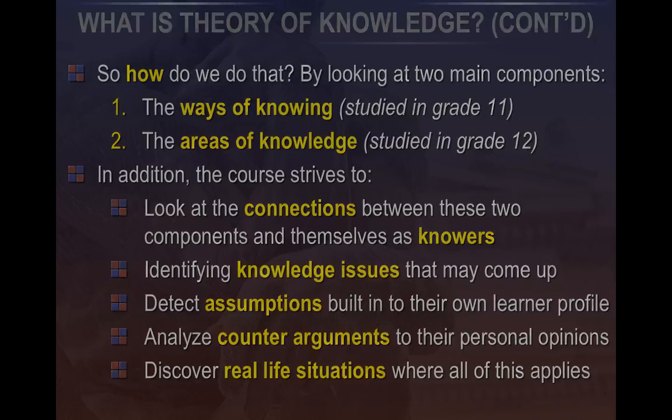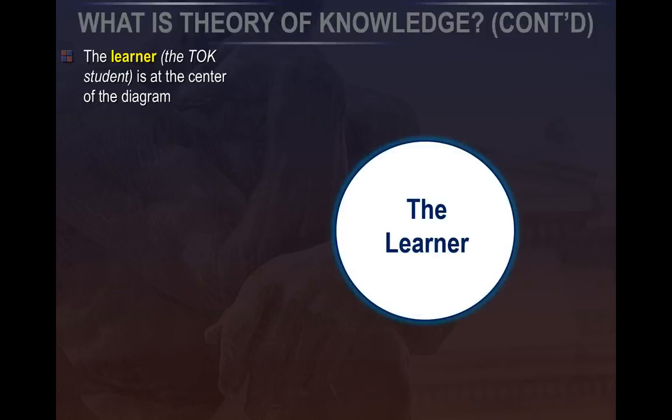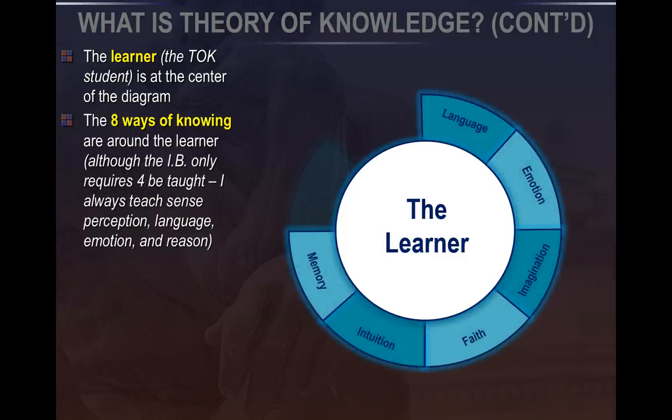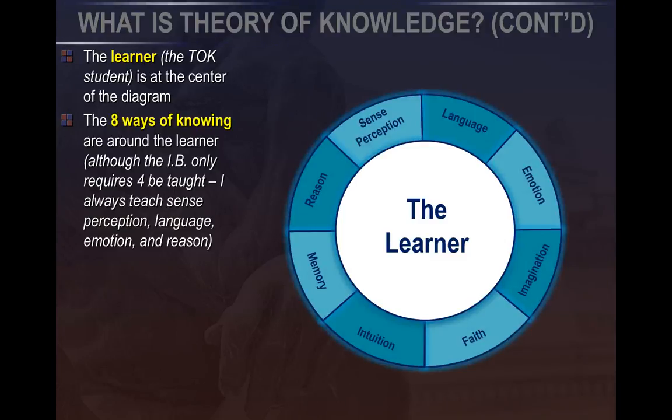The IB diagrams the theory of knowledge course like this, that the learner is at the center of the diagram, very much like its own diagram of courses. Surrounding the learner are the 8 ways of knowing studied: language, emotion, imagination, faith, intuition, memory, reason, and sense perception. The IB actually requires that 4 of these 8 ways of knowing be taught. I usually try to teach as many as possible, but I absolutely make sure I cover the core 4, which is sense perception, language, emotion, and reason.